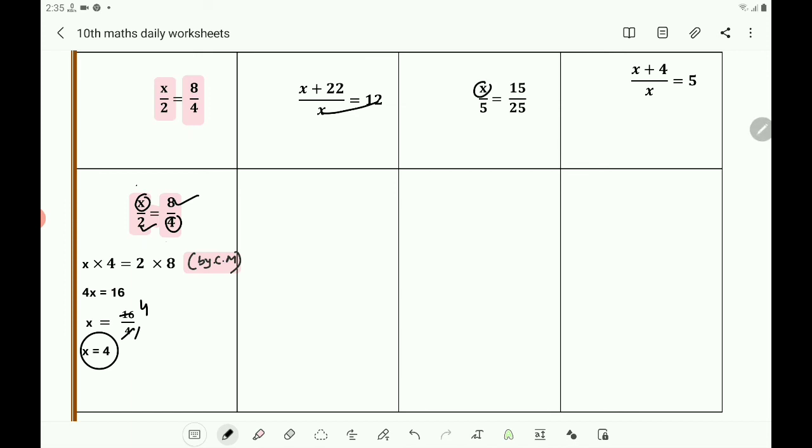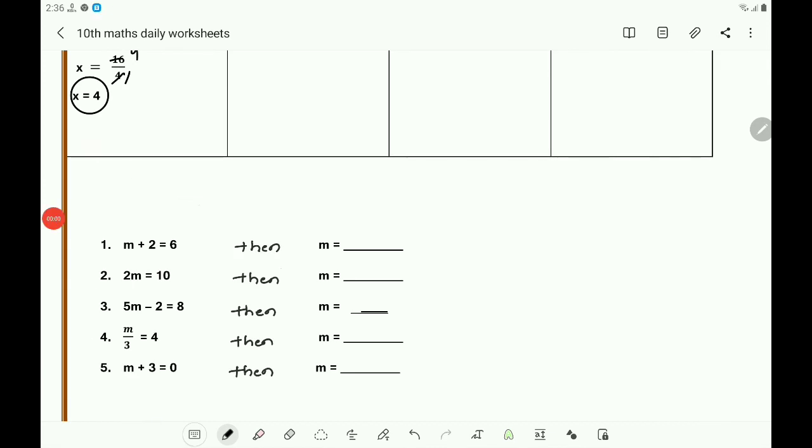Here also you do the cross multiplication. X into 25 equals 5 into 15. Here also x plus 4 equals x into 5. And solve that equation. Now let us take some more examples.